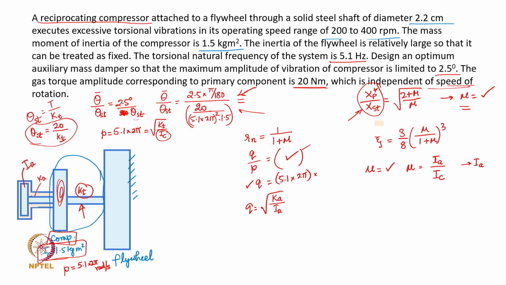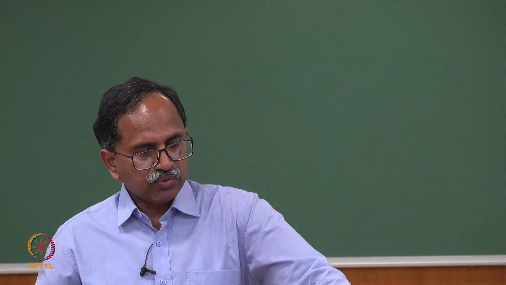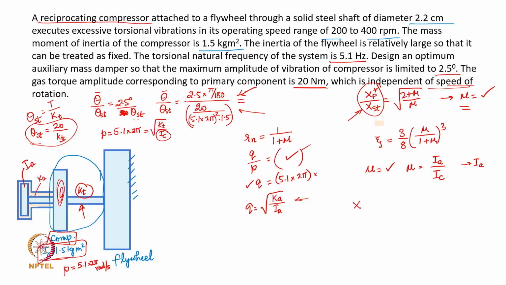Yeah. How will you find Ka? Once IA is known, you can find out Ka as well. Okay. And from the earliest of all our expressions, you can also find out what is x1 bar, which is the amplitude of the auxiliary mass.